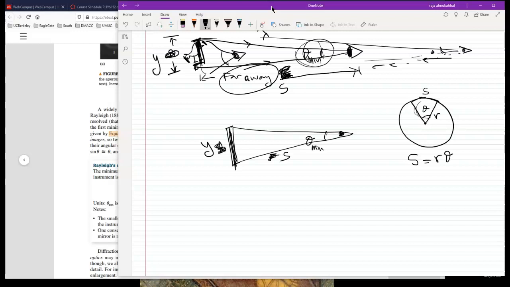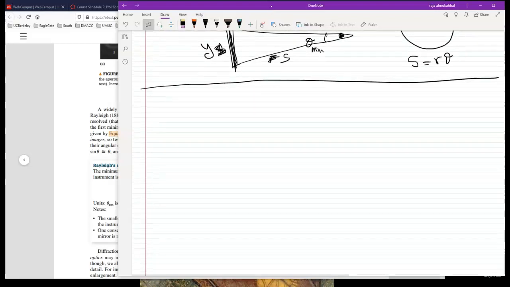Let's do an example. I'm going to do two of them. Where is that? Which one? Oh, yes, I have it in my notes. This is not in the book. Let me find it quickly.